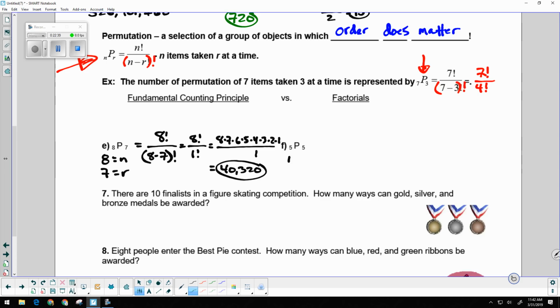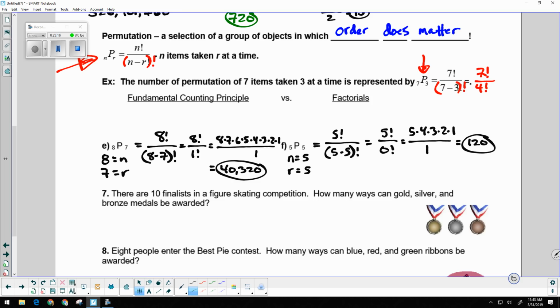Now, in part F, notice n and r are the same. So n is equal to 5, that's the number on the left. r is equal to 5, that's the number on the right. So, 5 factorial over (5 minus 5) factorial. So this is 5 factorial over 0 factorial. Here's something important you have to know: 0 factorial is equal to 1. And this is just 5 times 4 times 3 times 2 times 1, which is equal to 120.